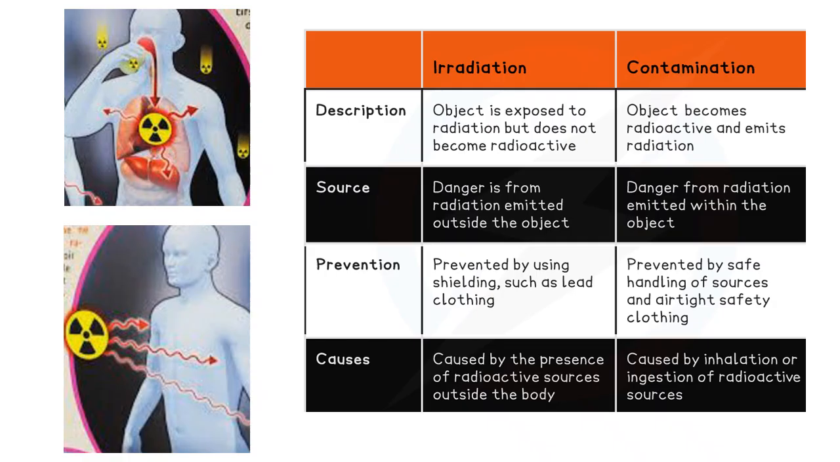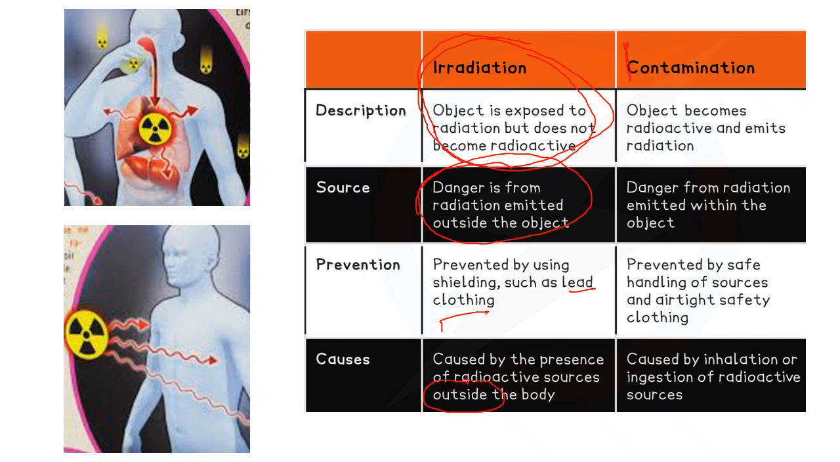So, irradiation and contamination, what's the difference? Contamination is when it's in you or on you. Irradiation is usually through you, and you can eliminate the source. So, let's describe it. Object is exposed to radiation but does not become radioactive. This is for irradiation. The danger is from radiation outside the object. Prevention, you can shield, such as lead clothing. Causes, caused by the presence of a radioactive source outside the body.